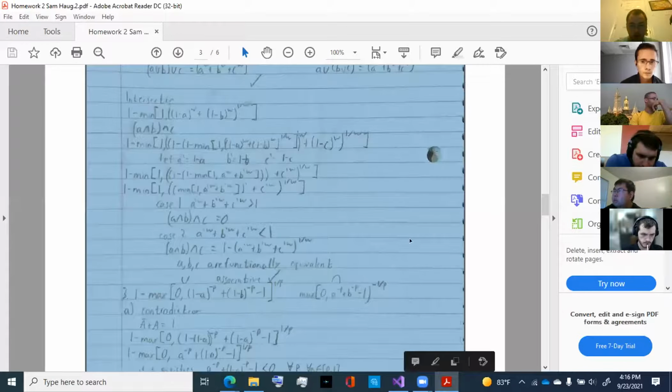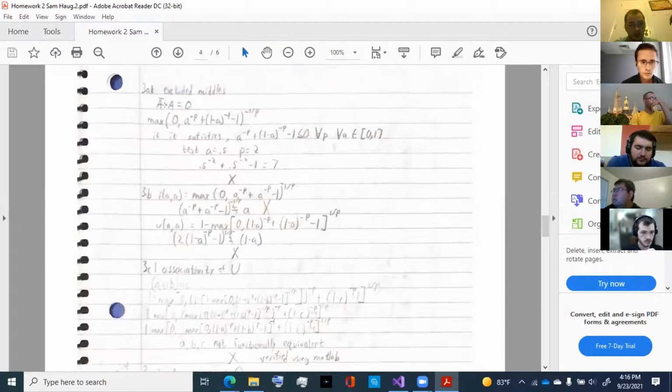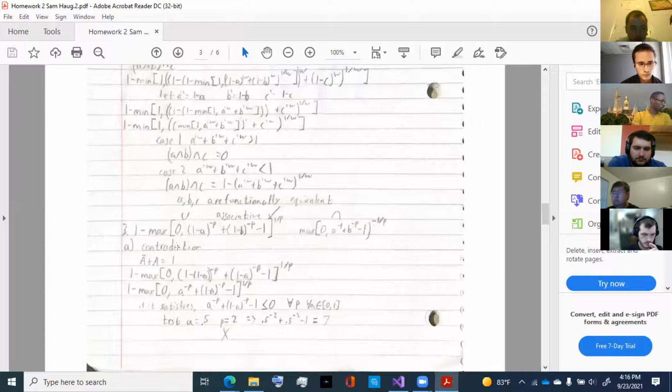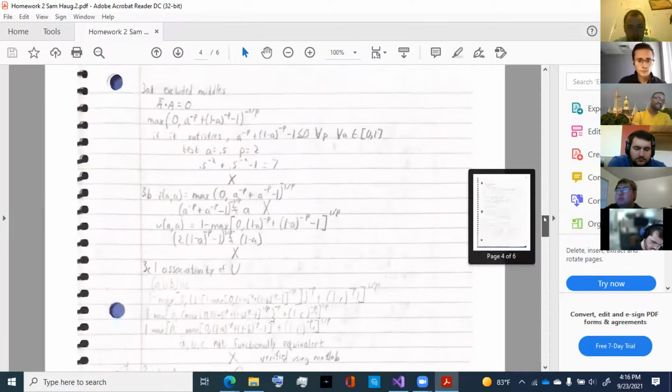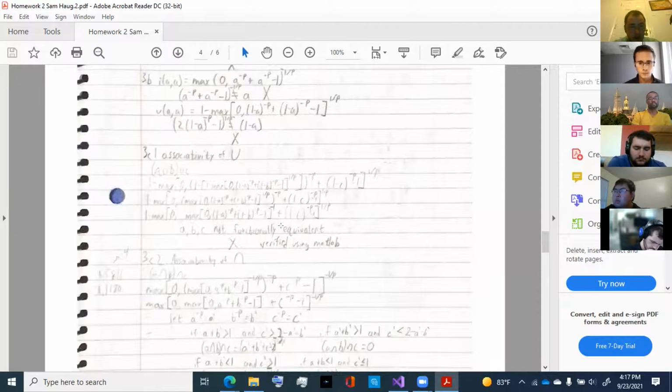Okay, I did the Schweitzer and Sklar. It starts here. I started with the law of contradiction here, and I tested that with a counterexample and found out that it was not the case. And then excluded middle, I got a counterexample and proved that that was not the case. Okay, so just one counterexample goofs it up. Right.